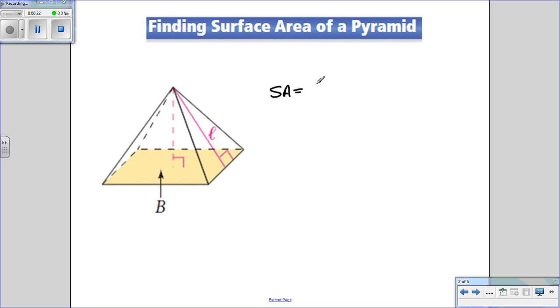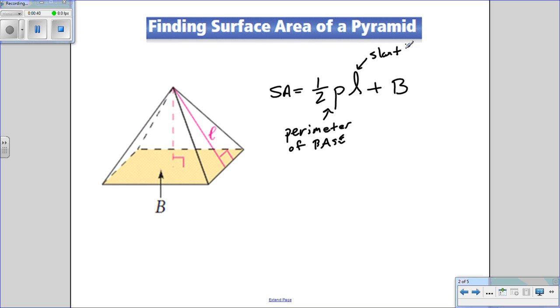Surface area of a pyramid is 1/2 the perimeter of the base times the slant height plus the area of the base. So again, P is the perimeter of the base. L is the slant height. Slant height goes down the side of one of the lateral faces, okay? This dotted line in the middle, that's the regular height. That's not used. And then capital B is the area of the base.